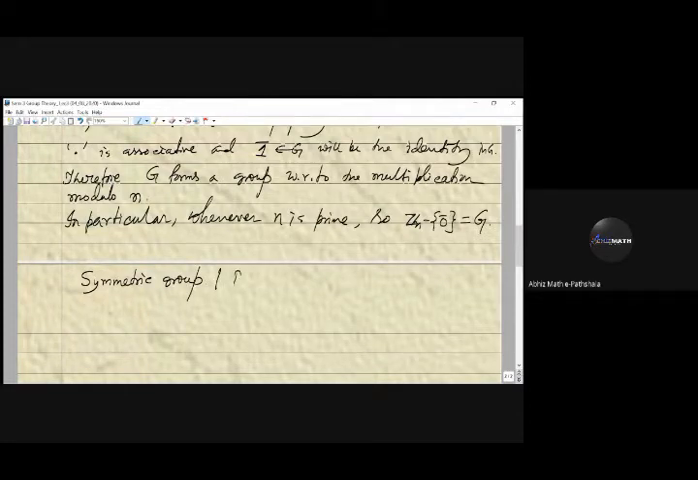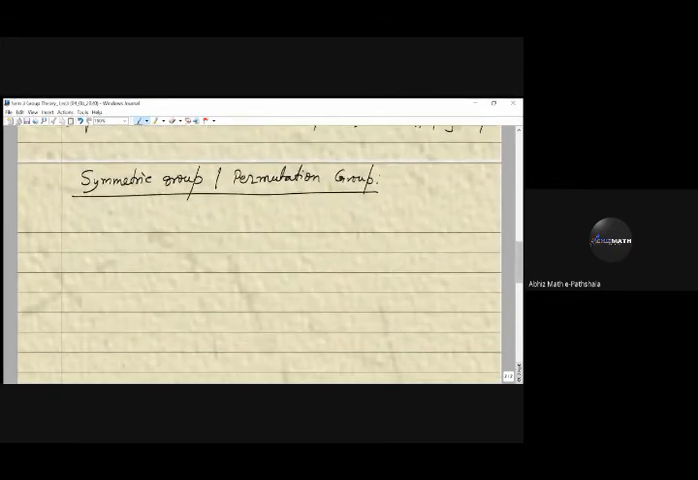or more generally it is called the permutation group. So how does one generate this group? Just have a look at this.